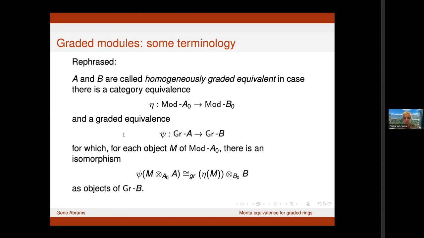So this is just a rephrasing of what homogeneously graded equivalent means. It means that if you tensor and then push over, it's the same as pushing over on this functor between the modules of the zero components and then pushing up.